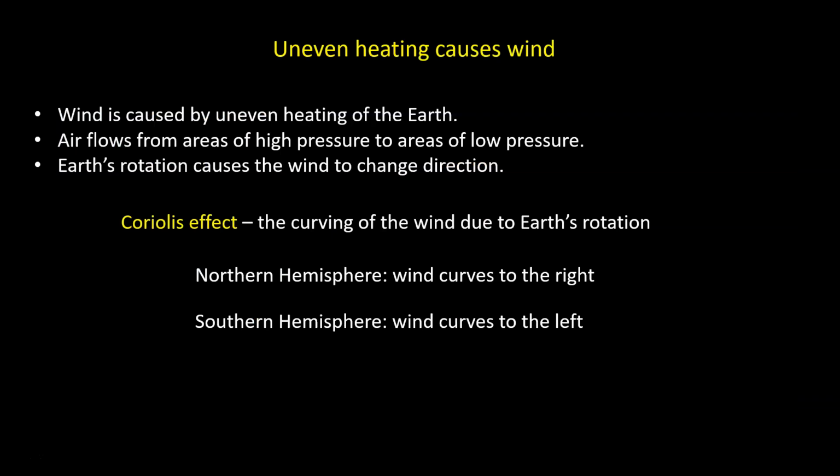The uneven heating of Earth's surface is also responsible for wind. We know that the uneven heating causes areas of high and low pressure to form at the surface. Air flows from those areas of higher pressure into areas of lower pressure. Earth's rotation causes the wind to change direction as it moves over a long distance. This curving of the wind due to rotation is called the Coriolis effect. In the northern hemisphere, the wind is curved to the right, while in the southern hemisphere, it's curved to the left.